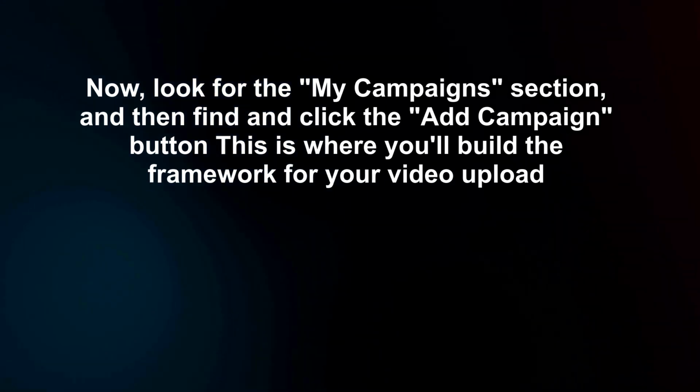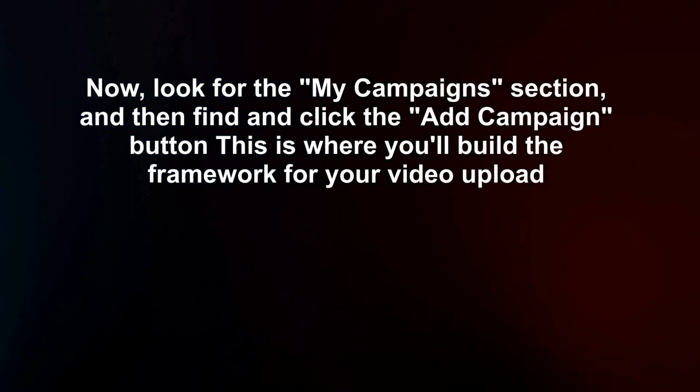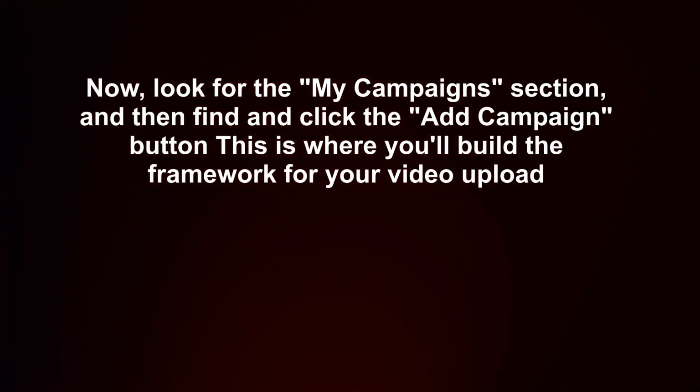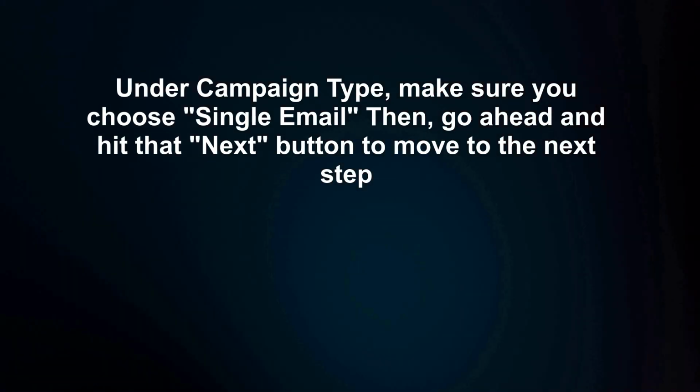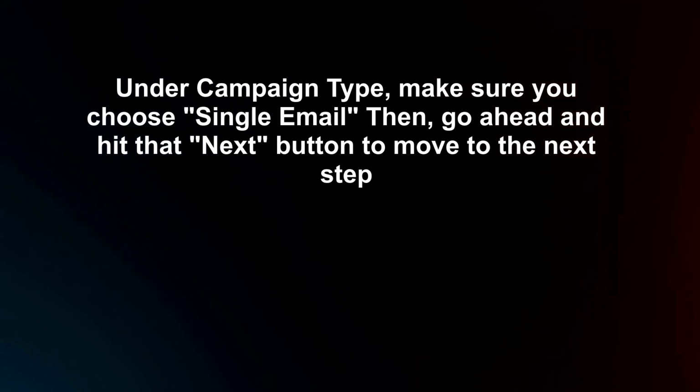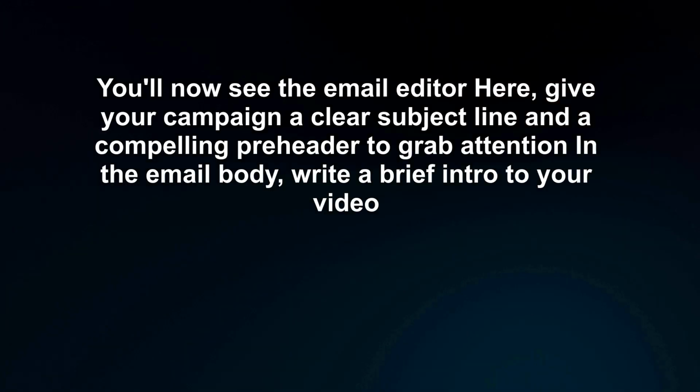Now, look for the My Campaigns section, and then find and click the Add Campaign button. This is where you'll build the framework for your video upload. Under Campaign Type, make sure you choose Single Email, then go ahead and hit that Next button to move to the next step. You'll now see the email editor here.